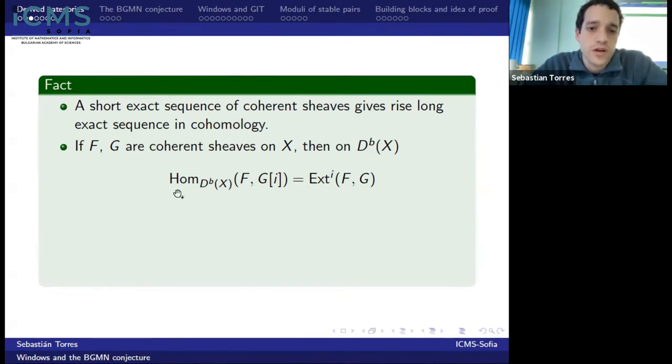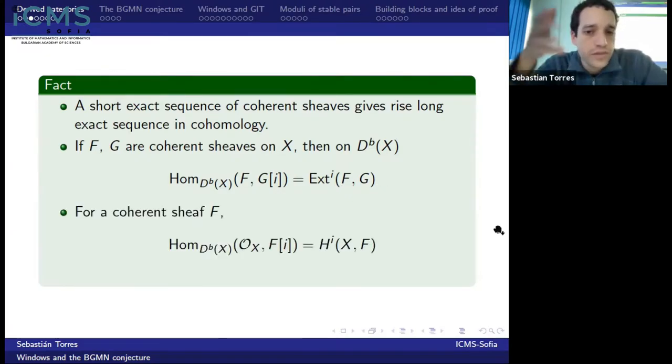So when you talk about Hom here, it's really Ext in the old language. And if you think about what would happen if you choose one of those to be just the structure sheaf, well, you're just talking about sheaf cohomology. That's what it is.